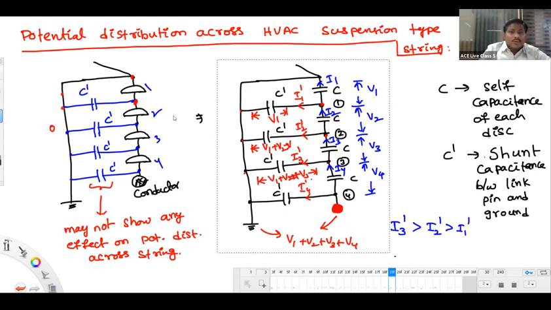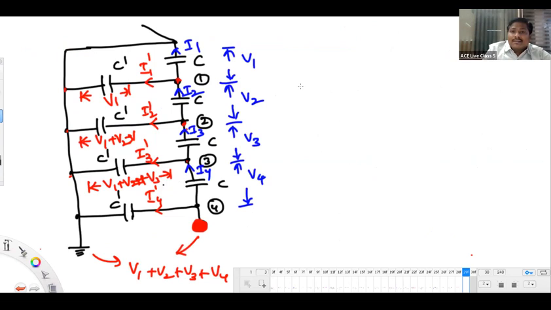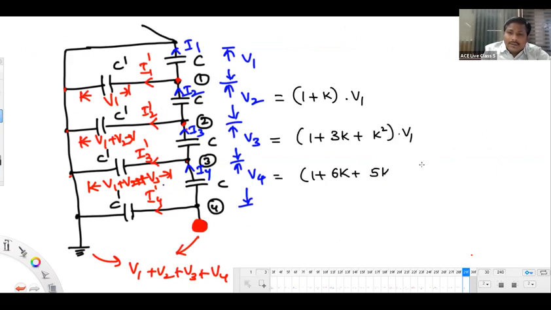Just look here. V1. How is the disk 2 voltage? V2 is 1 plus K into V1. Disk 3, 1 plus 3K plus K square into V1. Disk 4, 1 plus 6K plus 5K square plus K cube into V1. Could you please tell me, mathematically, why these V1, V2, V3, V4 are becoming unequal?